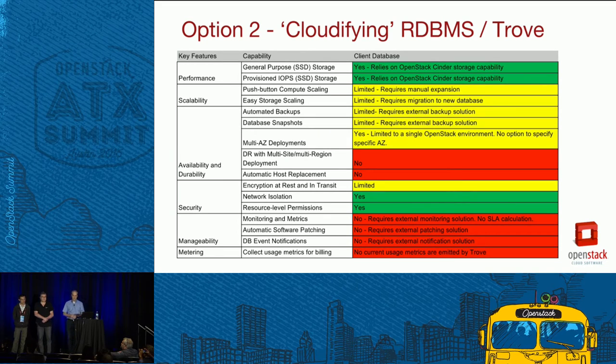We compiled a short list of functionalities that we consider as major with Trove. But for example, some of the operational tasks that you are required to do are not very mature. So for example, push button compute scaling is not automatically done. It requires you to intervene manually. The same with the migration to a new database. And that's normally something that you would expect from an automated cloud environment, that it does it for you. It requires an external backup solution. There is a backup possibility with respect to Swift, but it delivers not all the functionality you would expect from full-blown backup software.